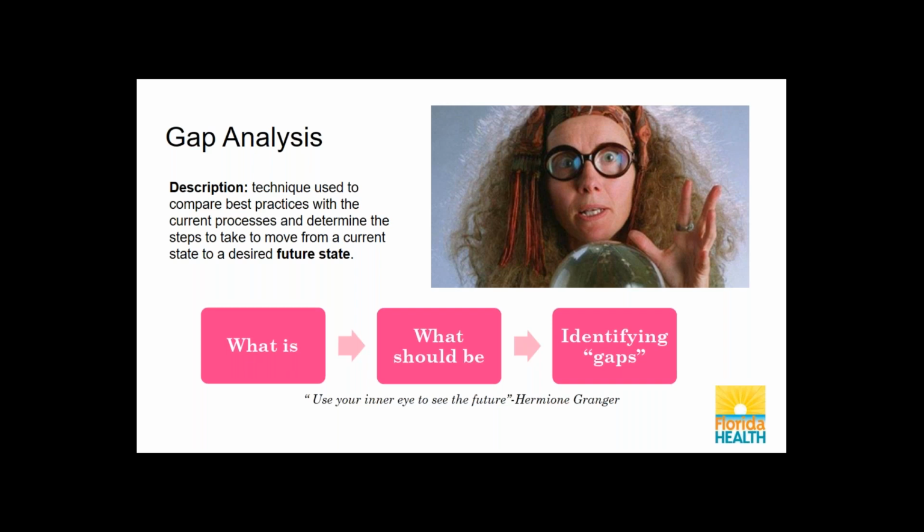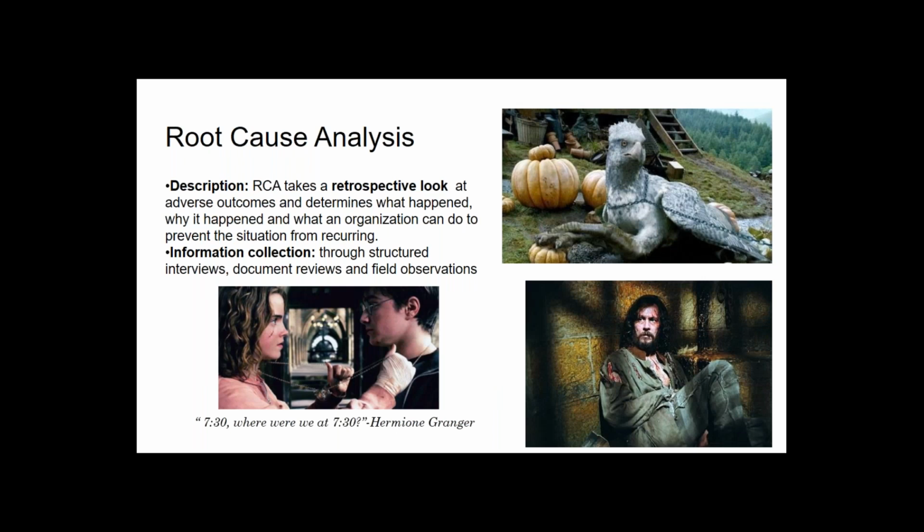Now let's talk about the root cause analysis. Now there are some Prisoner of Azkaban spoilers. If you have not seen the movie at this point in your life, you're late, so I do not feel bad. So the description of the root cause analysis is that it takes a retrospective look. Retrospective, we are going back in time. It's taking a retrospective look at adverse outcomes and determines what has happened, why it happened, and what an organization can do to prevent the situation from recurring.